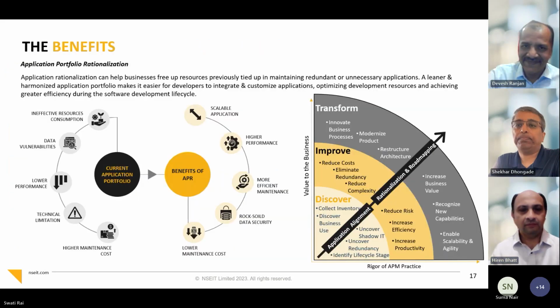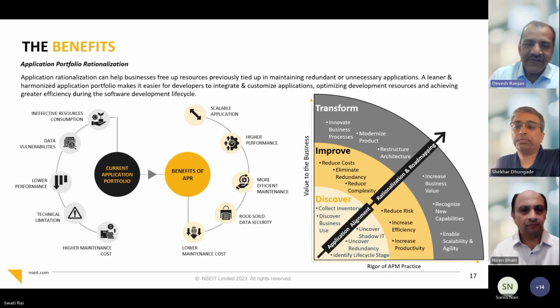Okay. So now, changing gears and entering into the second part of this webinar, what are the benefits that we can expect out of this app portfolio rationalization exercise?